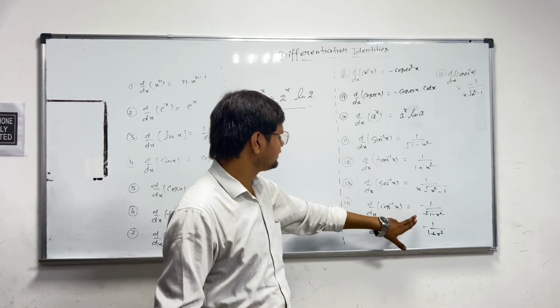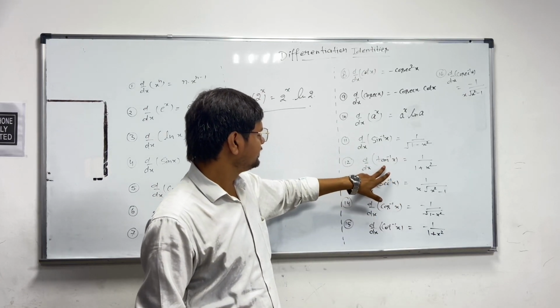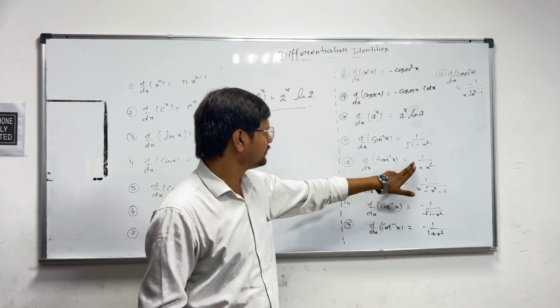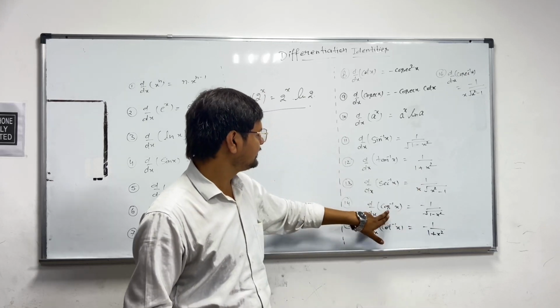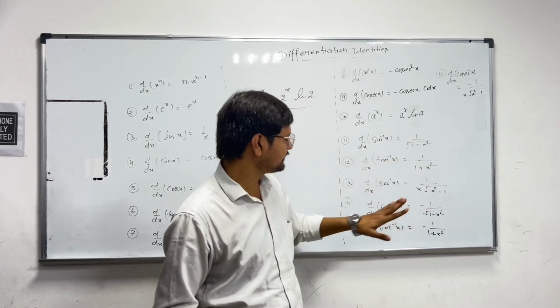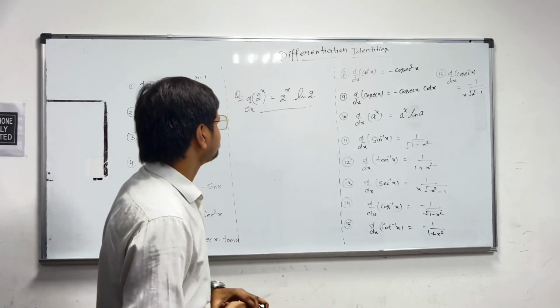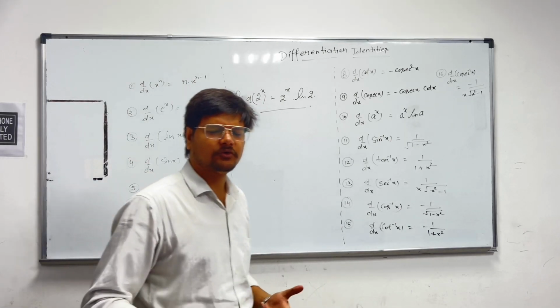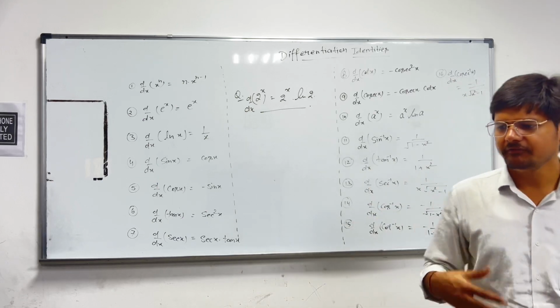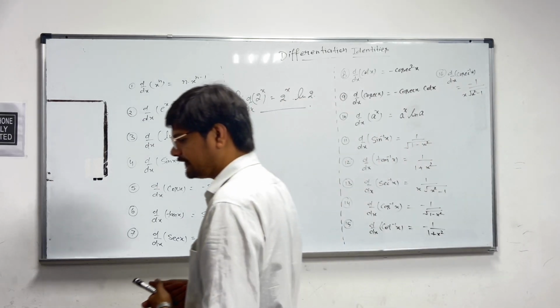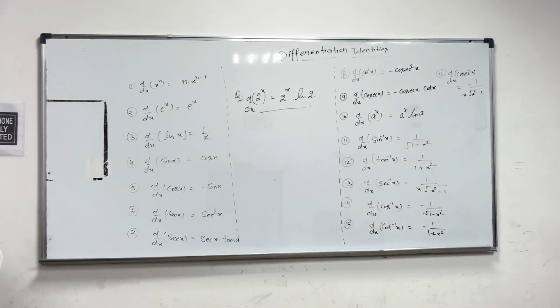You can see here, and in here and here, you can see the difference: only the negative sign difference. Okay. And here too you can see only the negative sign difference. Okay. So I want to discuss some questions regarding these identities, how we solve some questions. So first I will discuss some questions.